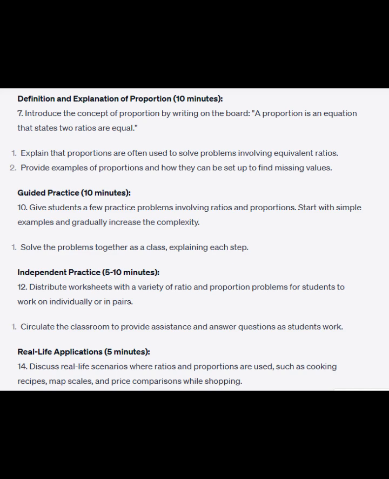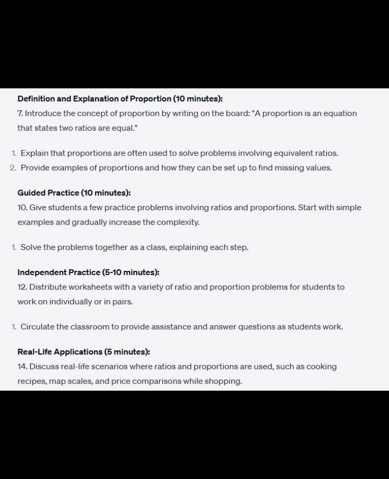Independent practice, 5 to 10 minutes. 12. Distribute worksheets with a variety of ratio and proportion problems for students to work on individually or in pairs. Circulate the classroom to provide assistance and answer questions as students work.